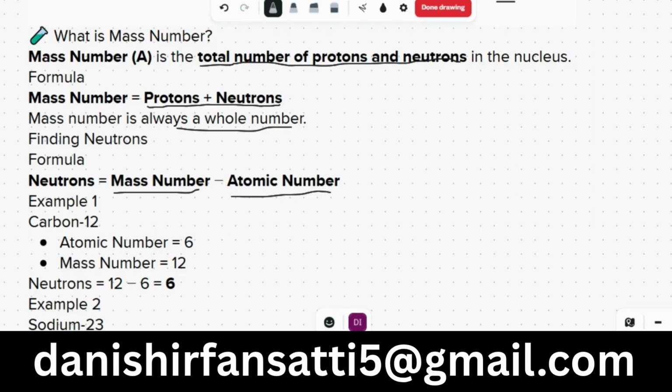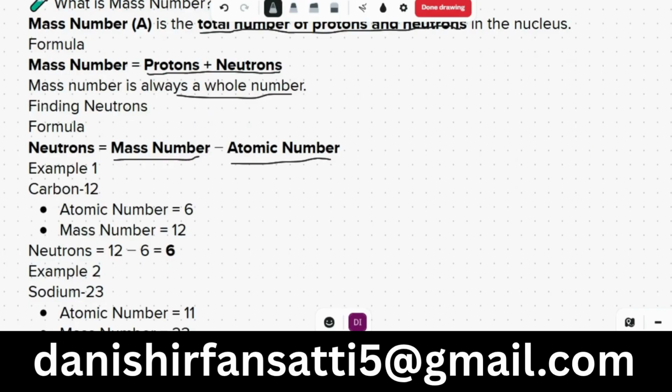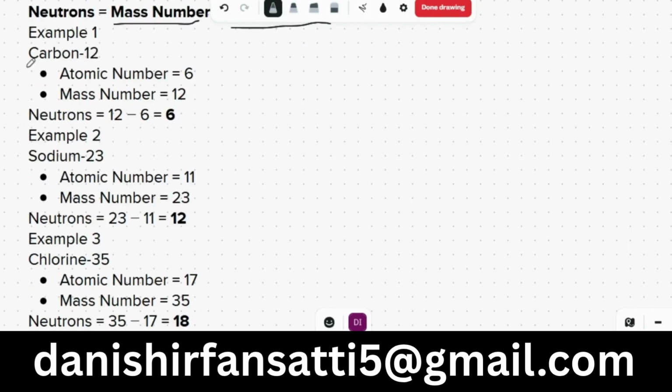Here is an example. Carbon-12 means that carbon always has an atomic number of 6 and a mass number of 12. So what is the formula? The formula is simple: neutrons equal mass number minus atomic number. So if we subtract 6 from 12, that will give us 6.